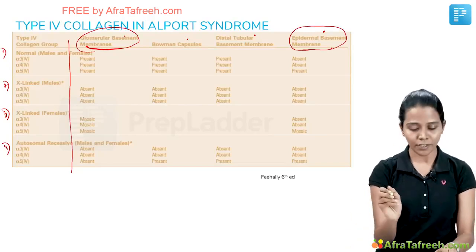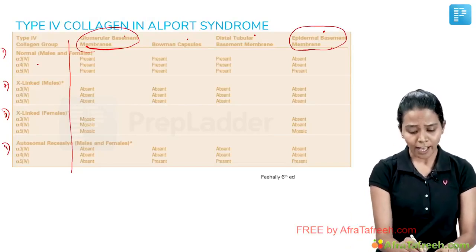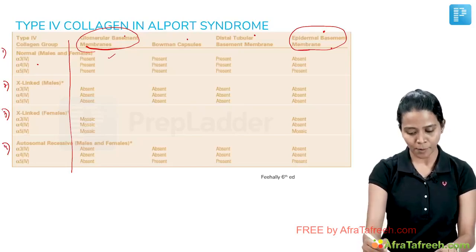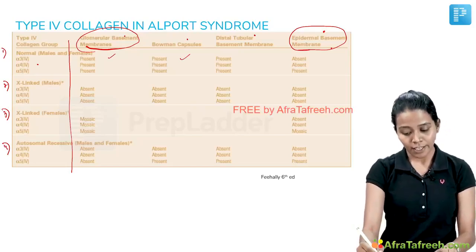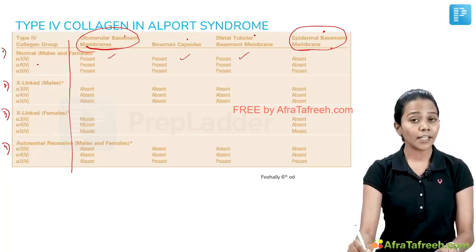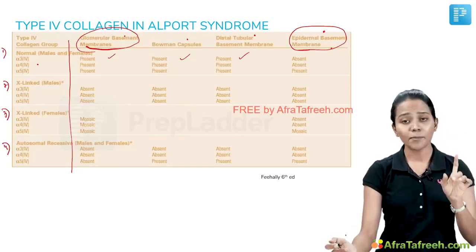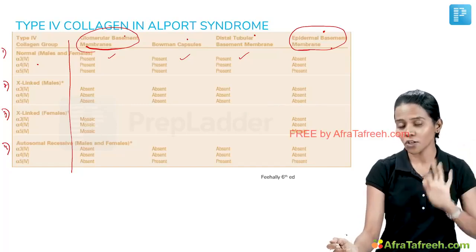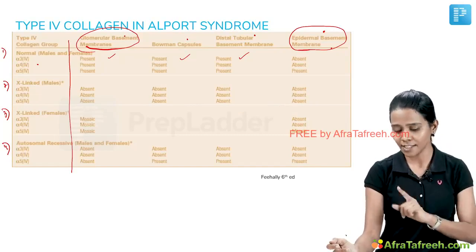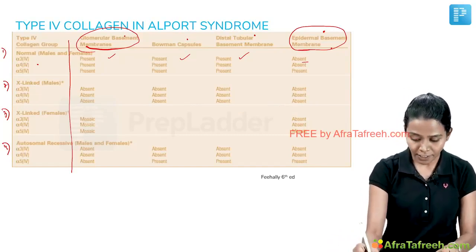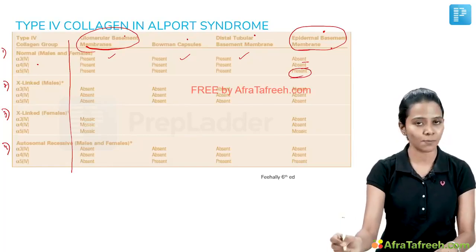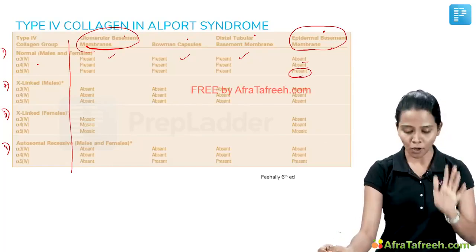Okay, this is very, very important. Now, in normal, alpha 3, alpha 4, alpha 5 is present in glomerular basement membrane, in the Bowman capsule, in the distal tubular membrane, but in epidermal basement membrane, you remember what I told, alpha 3, alpha 4, alpha 5 is not there, only alpha 5 and alpha 6 is there. So, what happens? Alpha 3 and alpha 4 are naturally absent and only alpha 6 is present. Clear? This is about normal people.